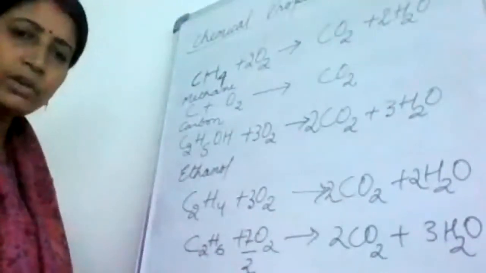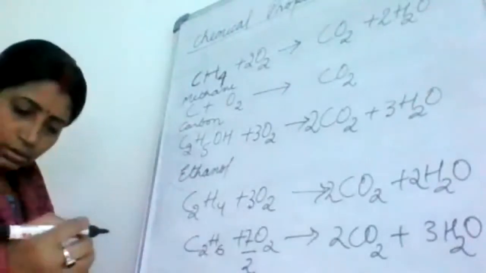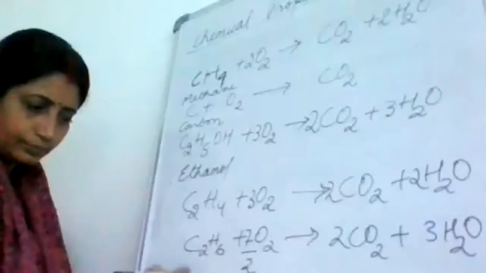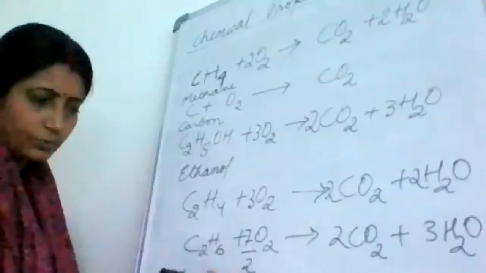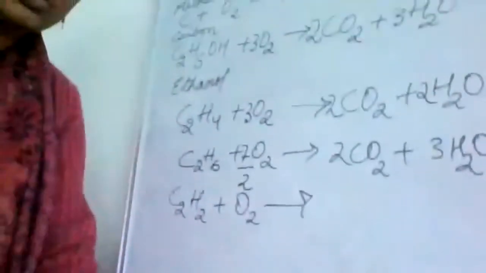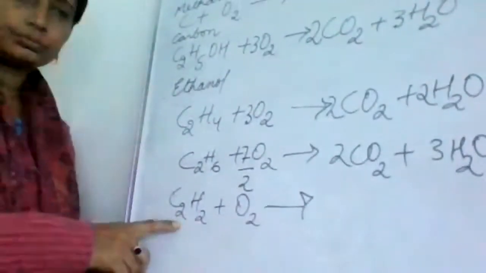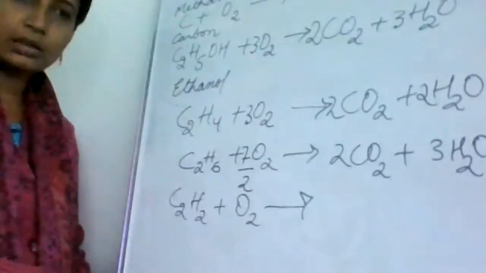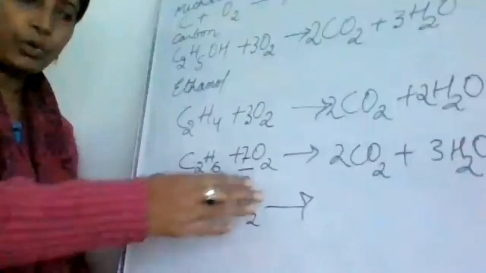Okay, one more I'm giving you. Write down. C2H2. What is the name of this compound? Ethyne. Okay. So what product will be formed?